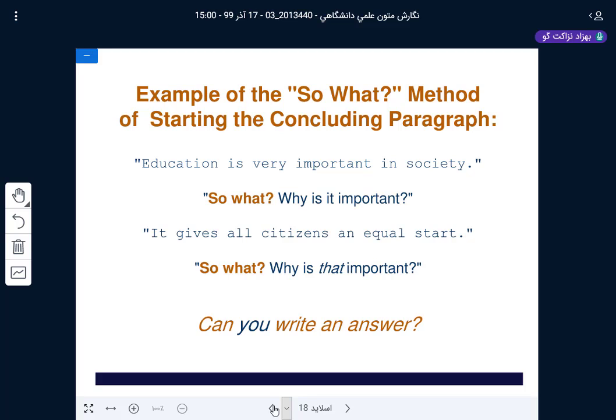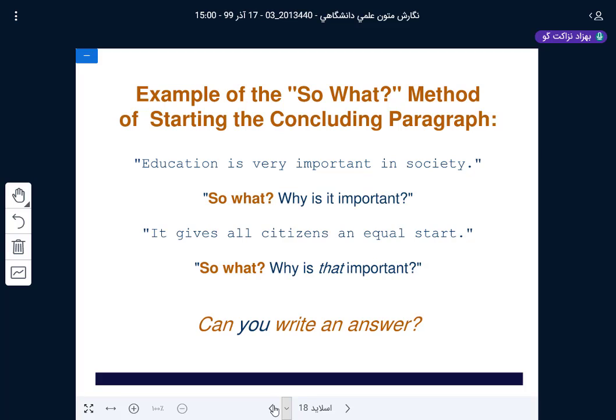Okay, let's see. Education is very important in society. So what is this? This is an opinion. This is not a fact. For many people, education is not very important. They prefer to do business rather than educate themselves. So education is very important. This is my idea, but it's not always true. For many people, this is not true. That is why it's an opinion, and it's a good opinion.